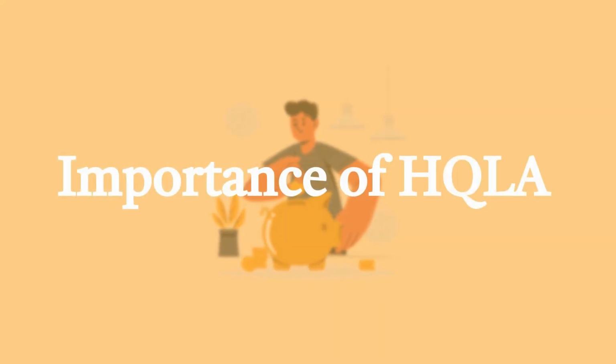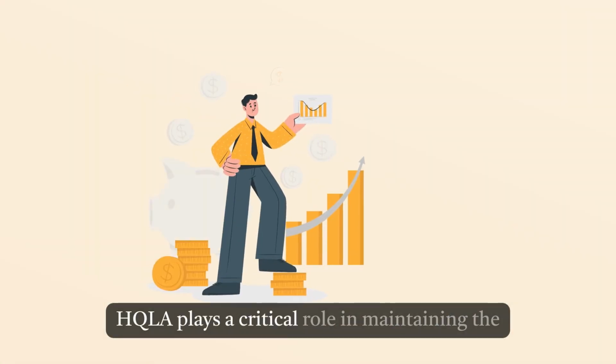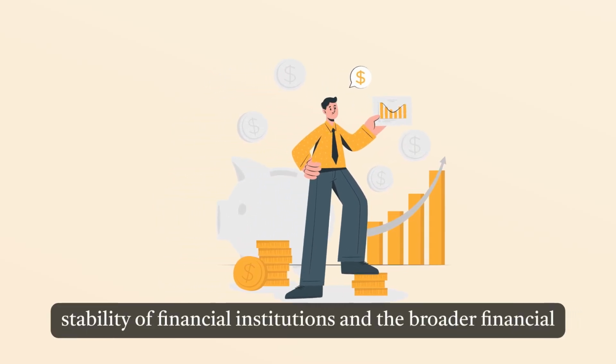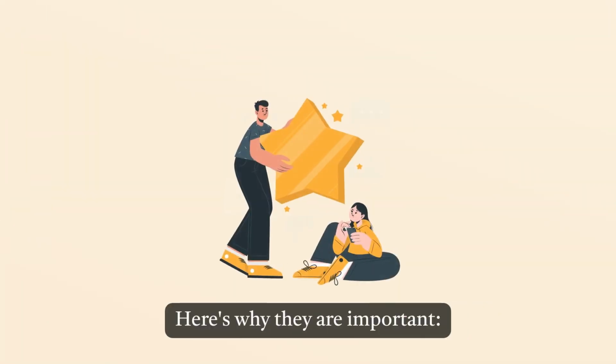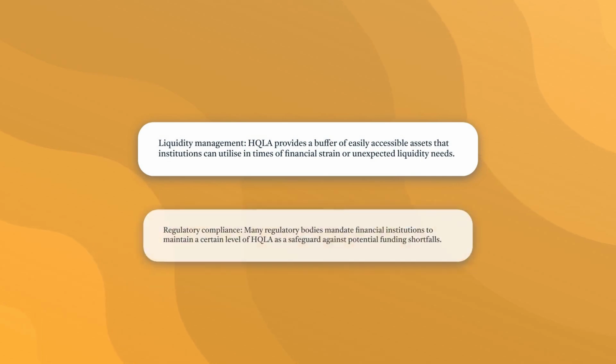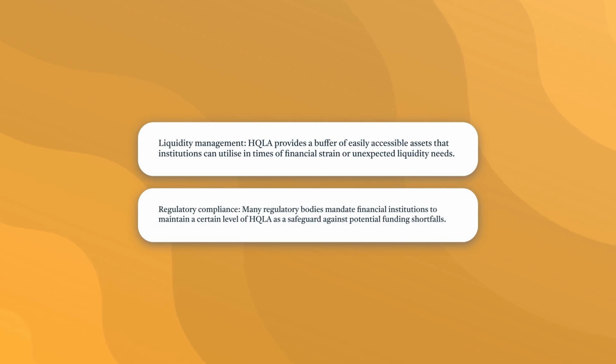Importance of HQLA. HQLA plays a critical role in maintaining the stability of financial institutions and the broader financial system. Here's why they are important. Liquidity management. HQLA provides a buffer of easily accessible assets that institutions can utilize in times of financial strain or unexpected liquidity needs. Regulatory compliance. Many regulatory bodies mandate financial institutions to maintain a certain level of HQLA as a safeguard against potential funding shortfalls.